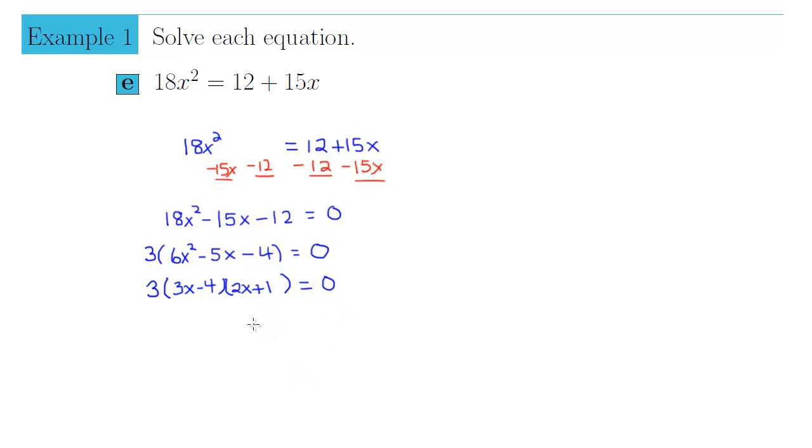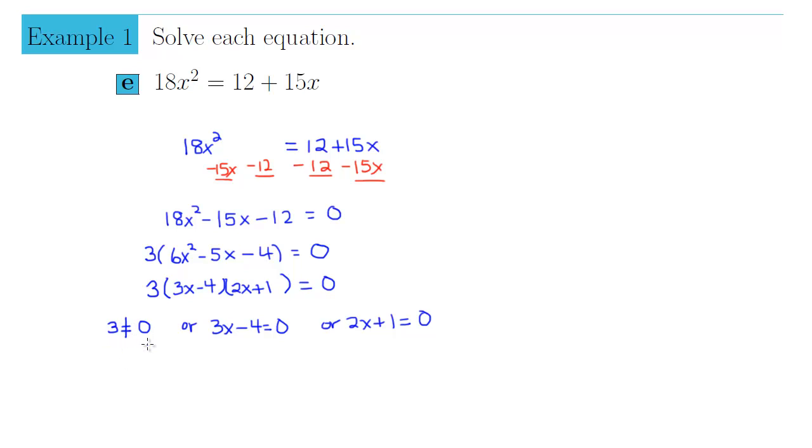We can now apply the zero factor property, which says we set each factor equal to 0. That means 3 equals 0, or 3x minus 4 equals 0, or 2x plus 1 equals 0. Let's look at our first factor that we've set equal to 0. 3 cannot be 0. That's impossible.